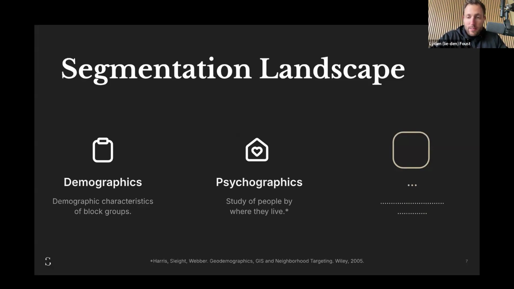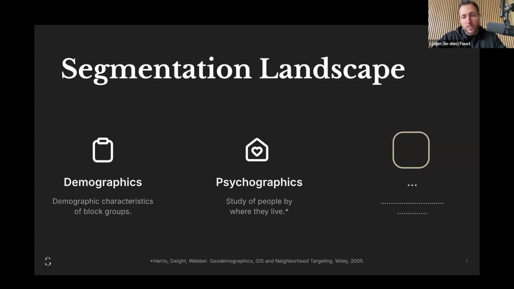In the 1970s, they discovered psychographics, which is a study of people based on where they live. So what psychographic does is it uses k-means clustering to cluster groups of similar people based on their block group characteristics, and then we'll apply MRI survey of the American consumer on top of that. That gives you some mindsets, interests, and attitudes, but it also gives you what might those people do.